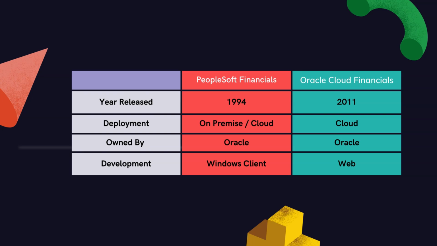When it comes to deployment, PeopleSoft was initially released as an on-prem Windows application. It was later transformed into a web application, and today it can even be hosted on cloud. In contrast, Oracle Cloud Financials was released as a SaaS, software as a service application, or a cloud application.